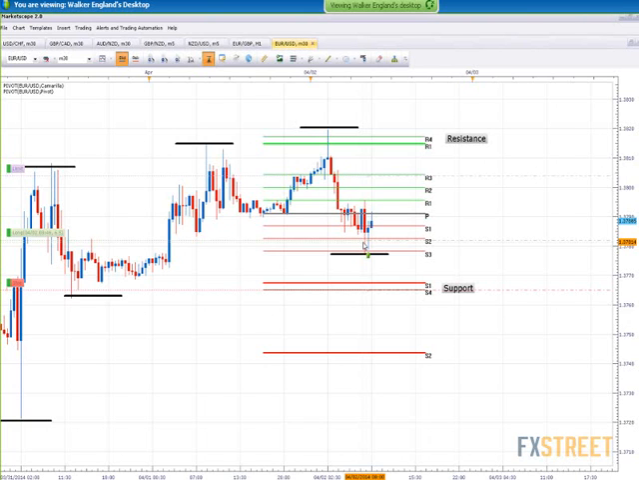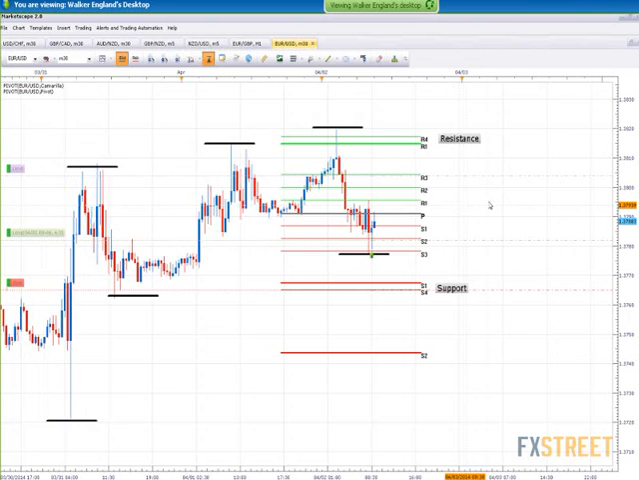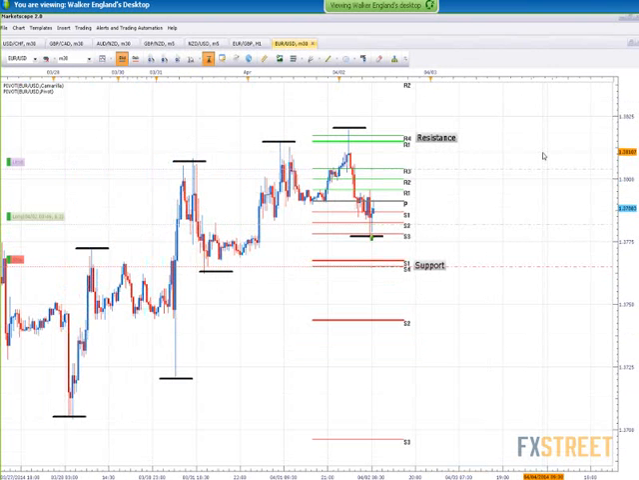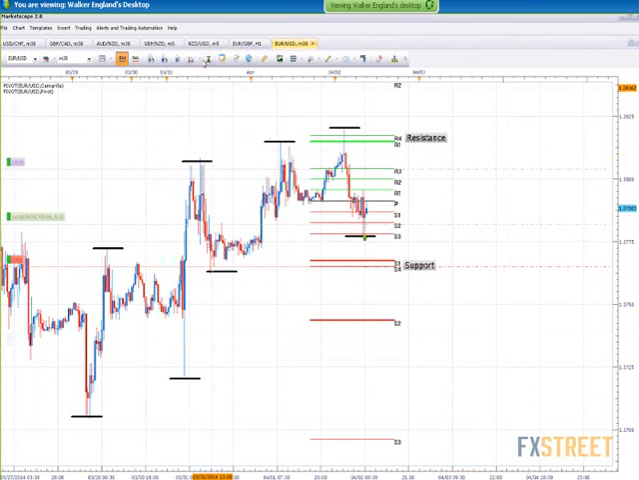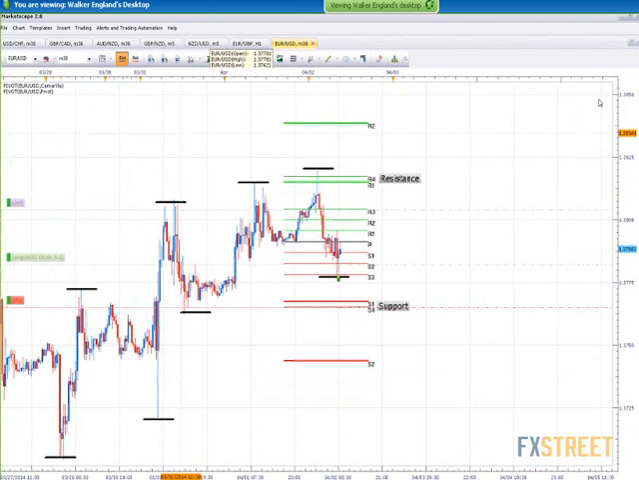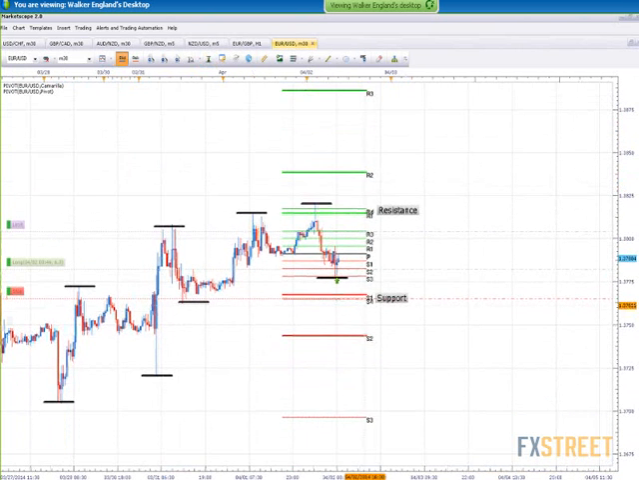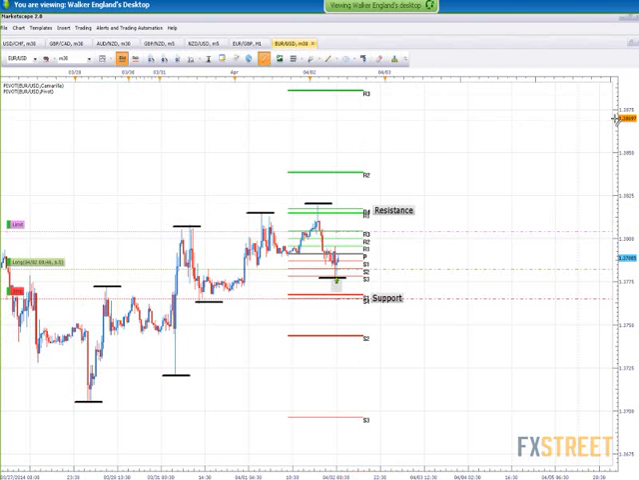For me, I have to say cam pivots are going to be the better value when it comes to support and resistance. Now, that's not to say that you can't use one or the other. Again, it's personal preference, but I always like to take a look between S4 and R4 on our cam pivots. The distance between those two values is going to be just about 50 pips.